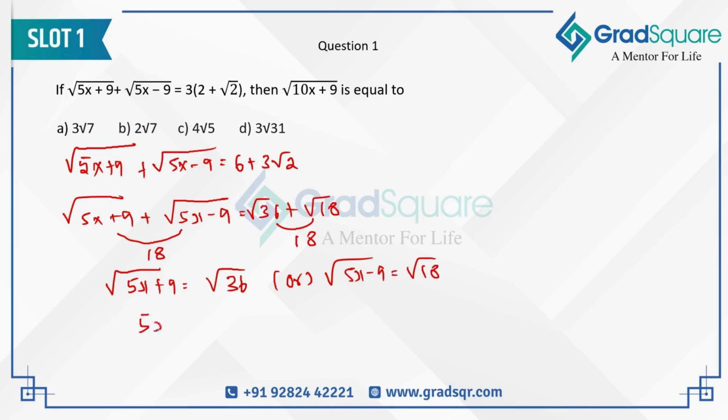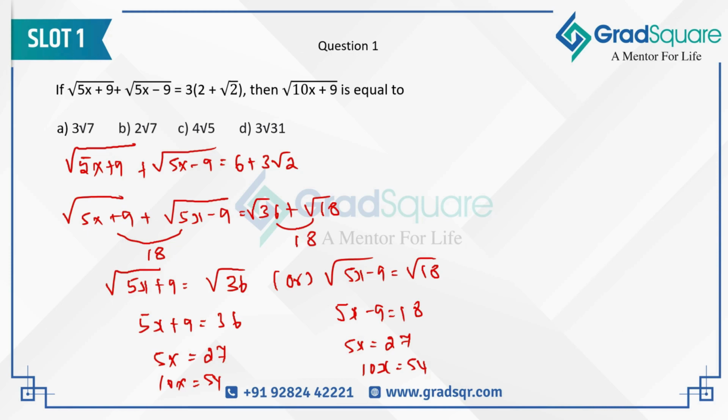So from here I get 5x plus 9 is equal to 36, or 5x is equal to 36 minus 9, which is 27, or 10x is equal to 54. Or 5x minus 9 is equal to 18, 5x is equal to 27, 10x is equal to 54. Because ideally we have to calculate the value of 10x plus 9.